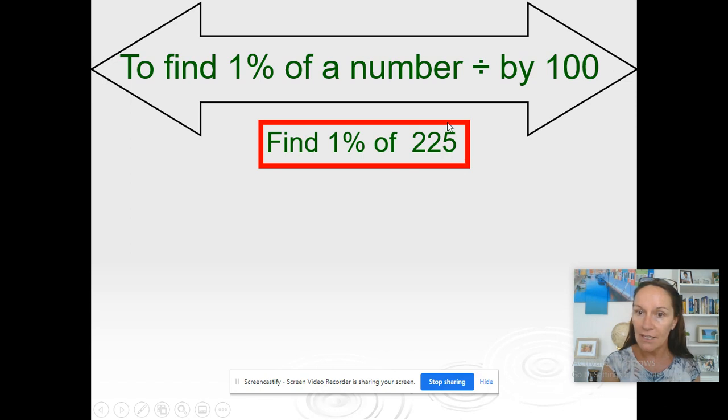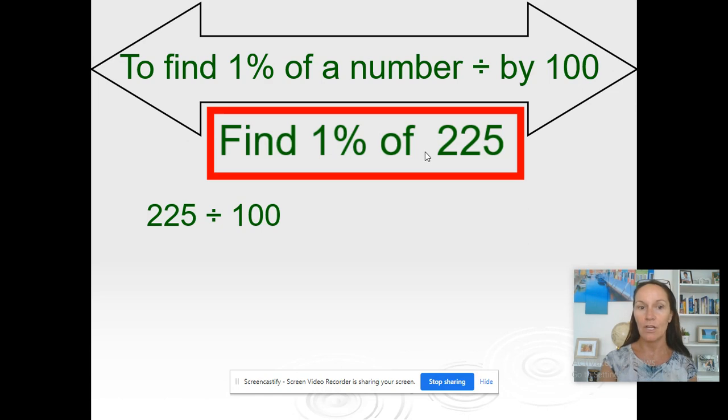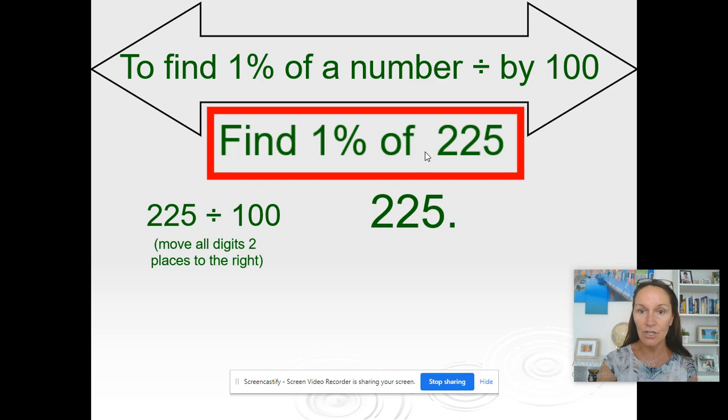So I want you to think in your heads now. If I divided it by 10, it would be 22.5. If I divide it by 100, let's see, 225. Digits all move 2 places to the right. Hey, look, there's the imaginary decimal point that we don't need because we don't have anything smaller than a whole one. Keep watching. So all the digits are moving 2 places to the right to give you 2.25.